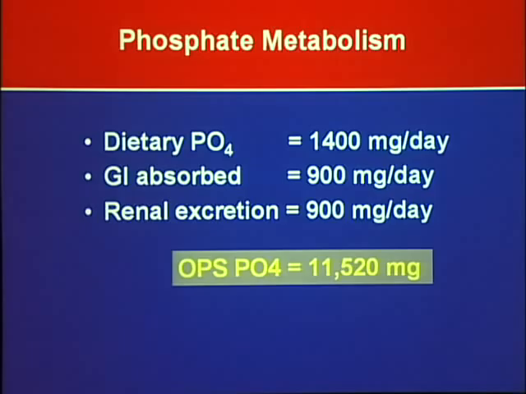So anyway, this is how much we take in, and this is how much we put out in the urine, and we regulate it at the proximal tubule. To repeat that, we take in 1,400, we absorb 900, and that is the renal excretion. Oral phosphosoda prep for colonoscopy or for bowel surgery is 11,000 milligrams. It's usually given in divided dosage prior to the procedure, but it's a sodium salt. It is a huge amount of phosphate.